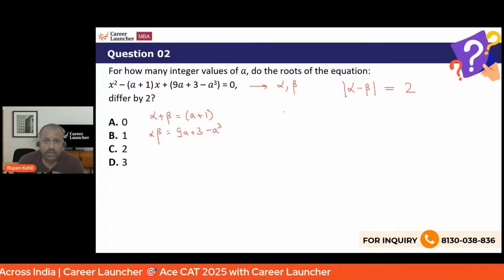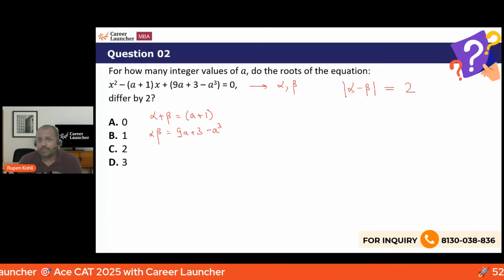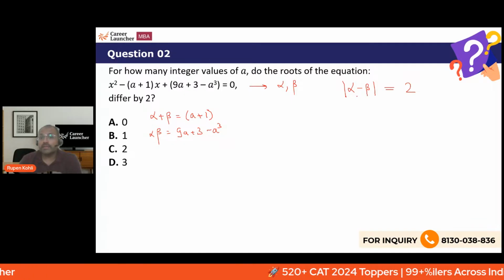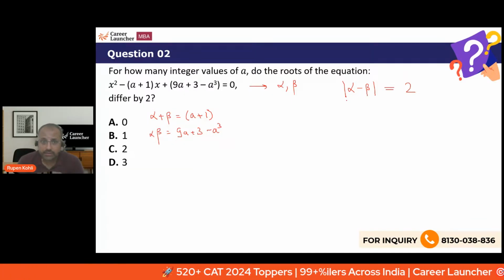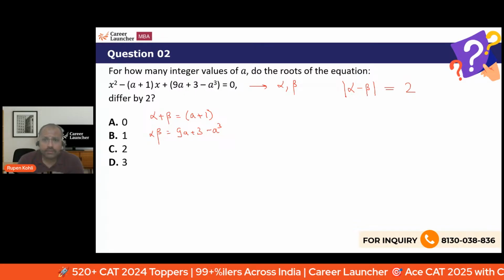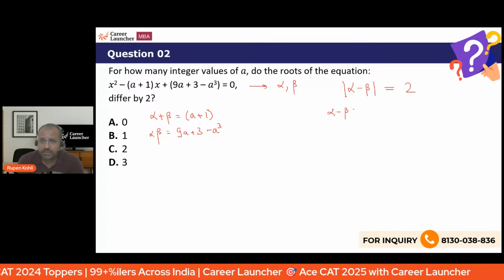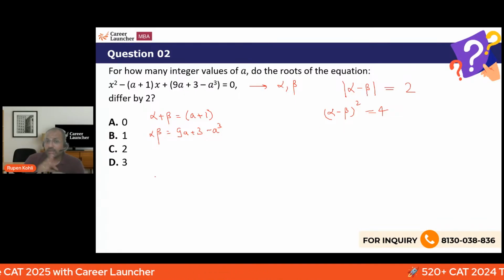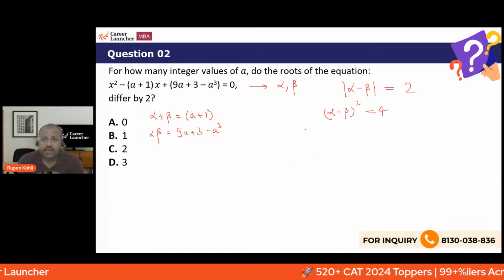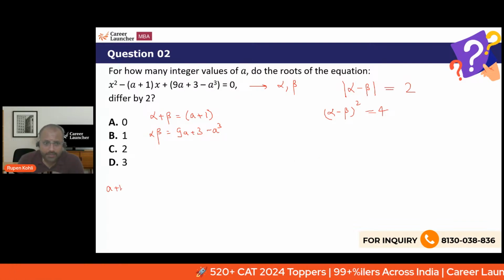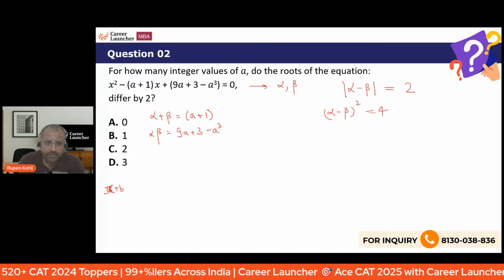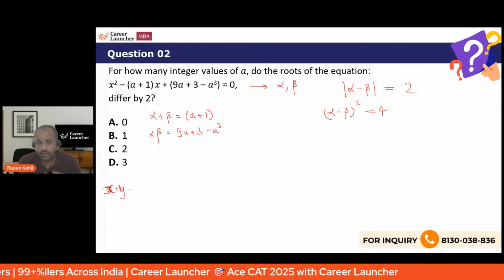Perfect. Now how to manipulate alpha minus beta and write an equation involving that? That's the first task that we have. So if we just square this, we can say that alpha minus beta the whole square is 4, right? Now remembering the fact of what is a plus b whole square and what is a minus b whole square, if x and y are any two variables, let me write x and y because I'm just stating an identity over here basically.